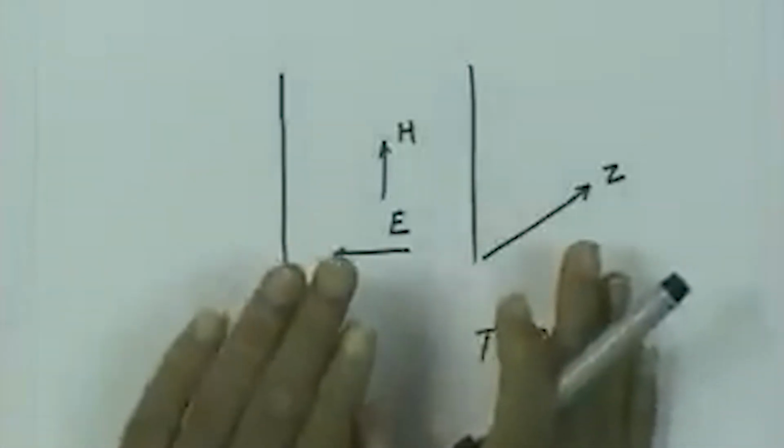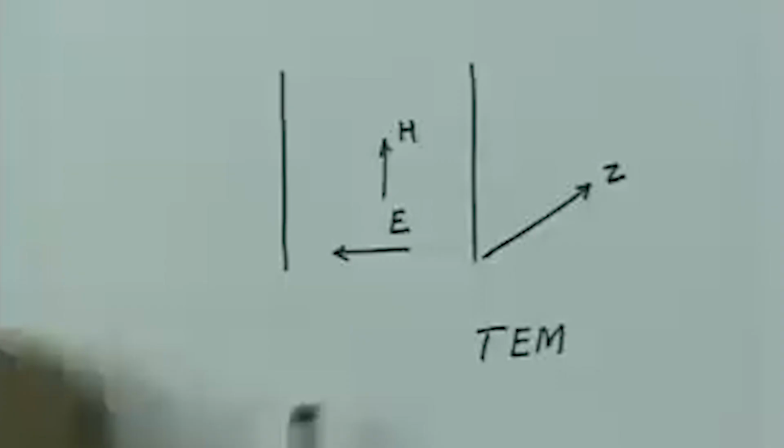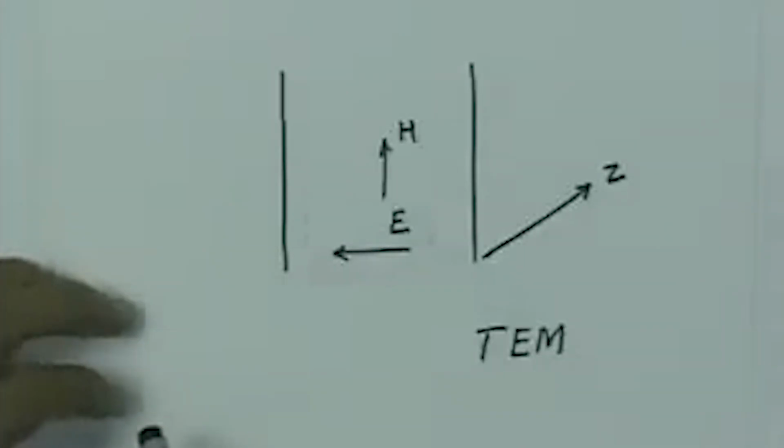This is the mode which, as we saw in the case of a two conductor system like a coaxial cable or transmission line, propagates. So, whenever we have a two conductor system, the lowest mode which will propagate will be the TEM mode. However, if you go to the rectangular waveguide, then the lowest mode which will propagate will be the TE10 mode.